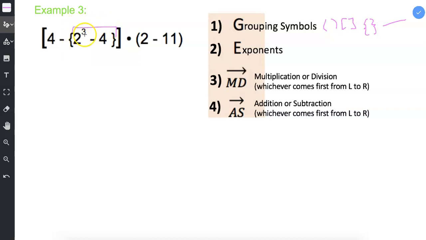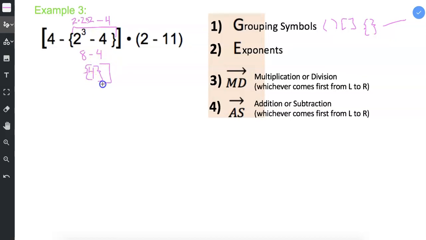So 2 to the power of 3. Well, a power tells you how many times to record the base. So I need to record the base 1, 2, 3 times. So I need 3 of those 2's. And then I multiply. 2 times 2 is 4, times 2 is 8. And then 8 minus 4 gives me 4. So we have a 4 inside of the braces.